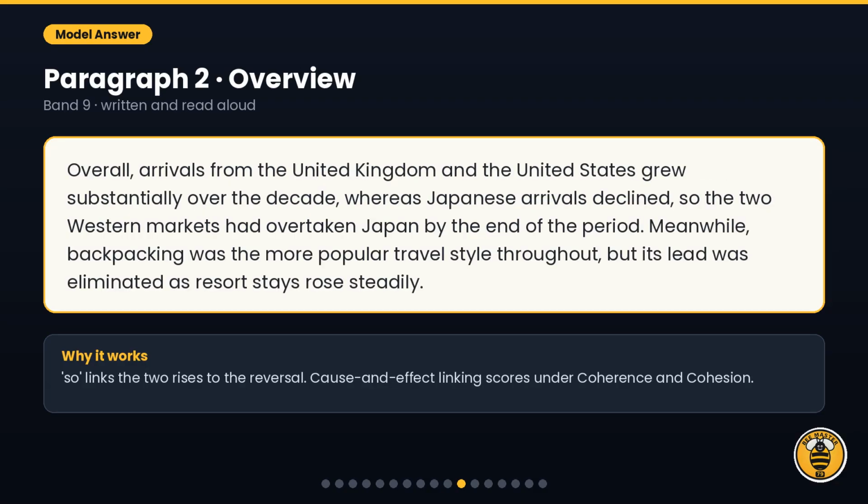Paragraph 2. The overview. Overall, arrivals from the United Kingdom and the United States grew substantially over the decade, whereas Japanese arrivals declined, so the 2 Western markets had overtaken Japan by the end of the period. Meanwhile, backpacking was the more popular travel style throughout, but its lead was eliminated as resort stays rose steadily. Not one figure, and both charts covered.